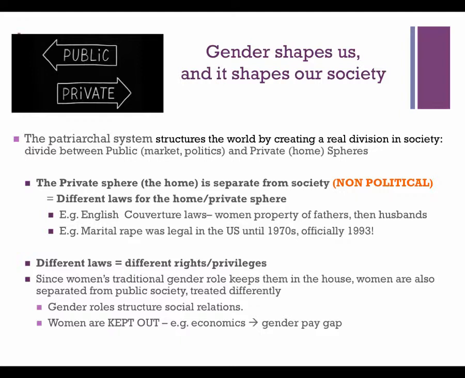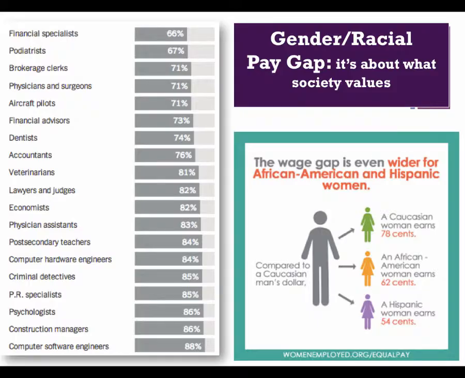So it's not the fact that men are more active in the public sphere, but the fact that women are not let in. These gender roles actually structure social relations, and it keeps certain people out. And a really good way to see this is through economics, within the gender pay gap. So there is a gender pay gap. Women make less than men, even with the same qualifications, the same experience, the same education. It's a comparison of apples to apples.